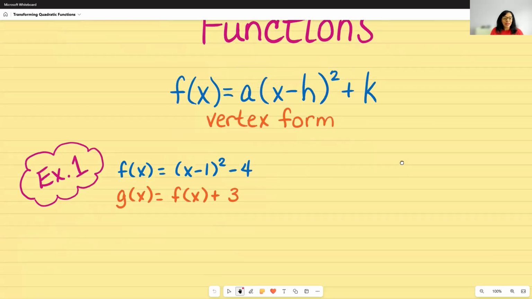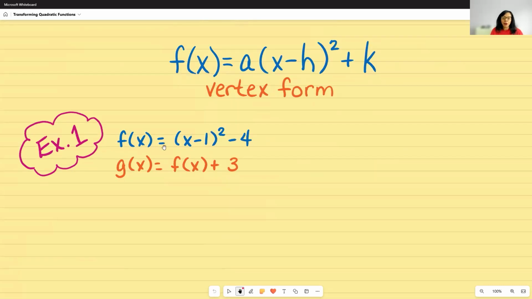For example 1, I see that I have f of x, which is all in blue, and then I'm trying to change it to g of x. What I notice is I'm going to take all of f of x and then I'm going to add 3 to it. If I look at f of x, that includes an h and a k, but if I look at my g of x, it only has a k.